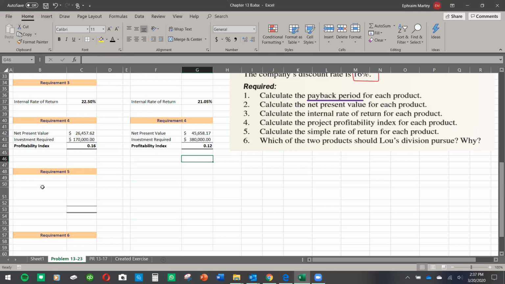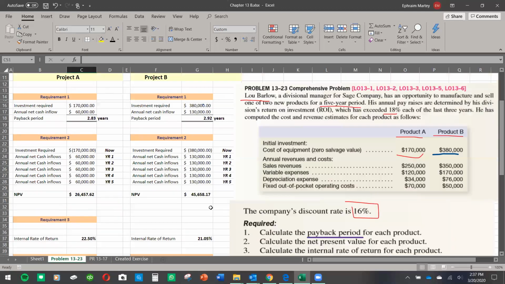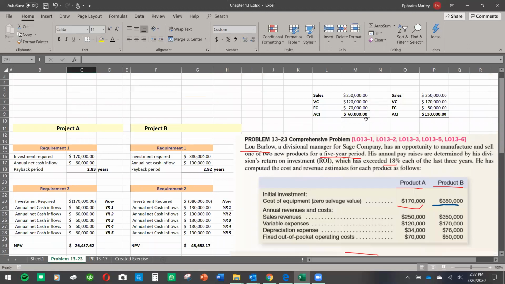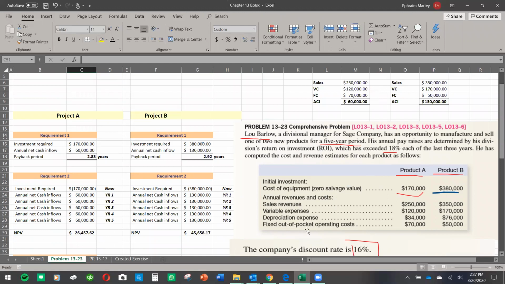Calculate the simple rate of return for each product here. You get to pay extra attention when it comes to this. It's computed as annual incremental net operating income. Net operating income is slightly different from annual cash inflow. Net operating income is your revenue minus all operating expenses. All these expenses are operating expenses, so we will subtract all of them from our revenue.